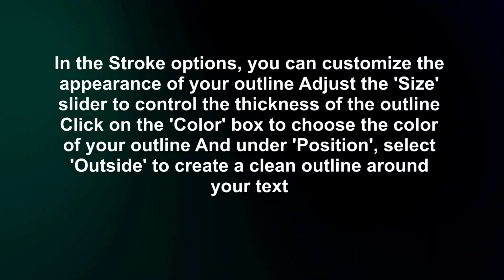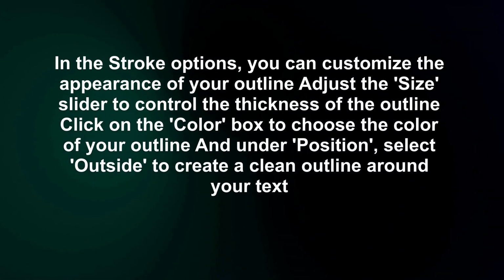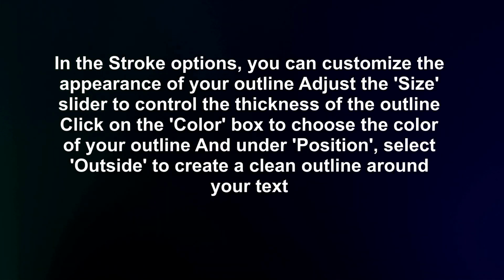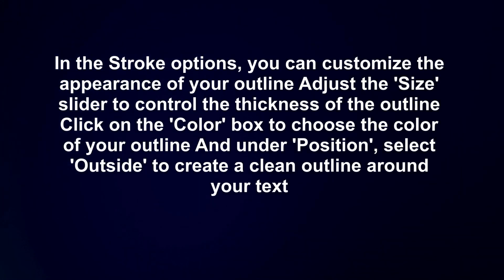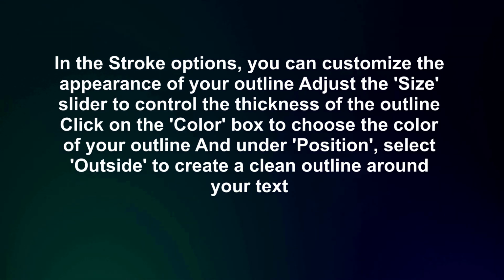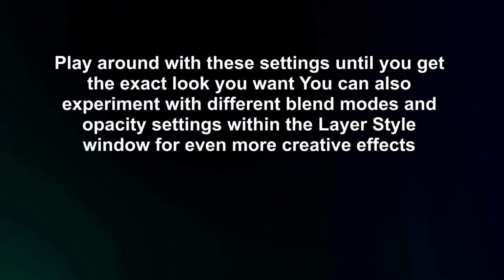In the stroke options, you can customize the appearance of your outline. Adjust the size slider to control the thickness of the outline. Click on the color box to choose the color of your outline, and under Position, select Outside to create a clean outline around your text. Play around with these settings until you get the exact look you want.